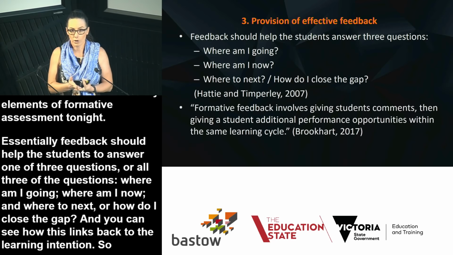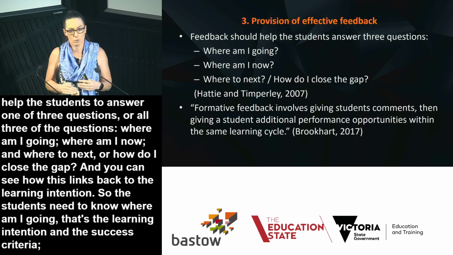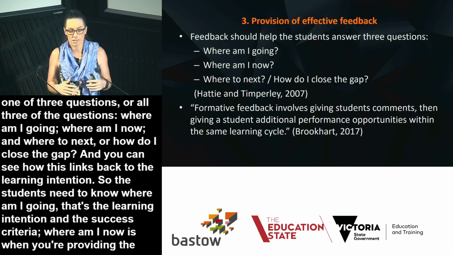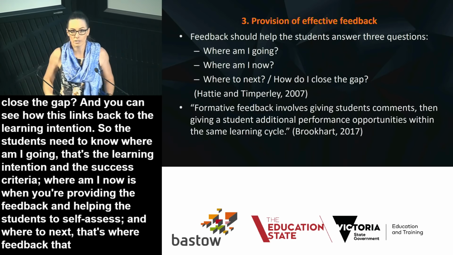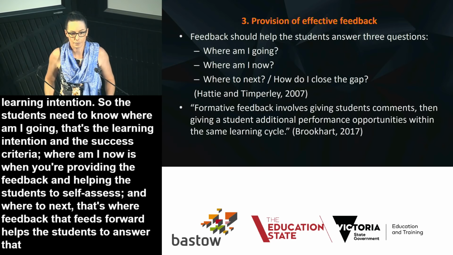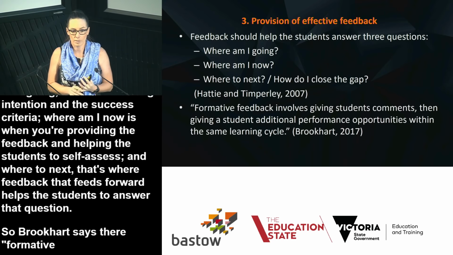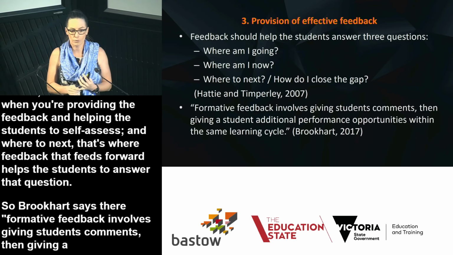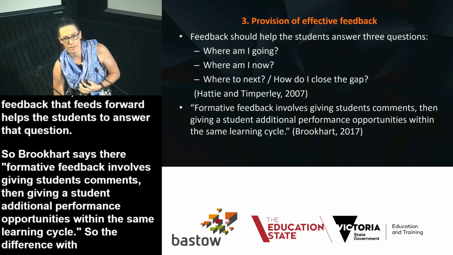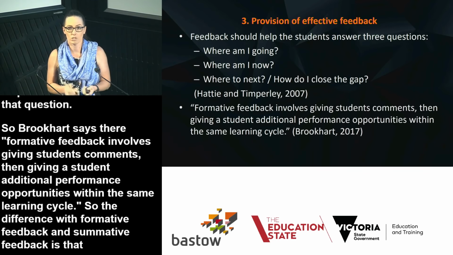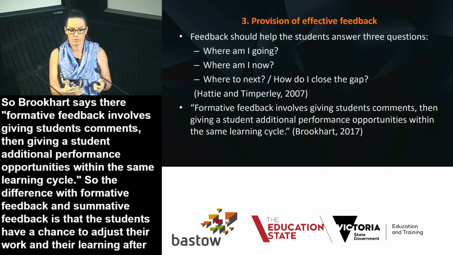So the students need to know, where am I going? That's the learning intention and the success criteria. Where am I now is when you're providing the feedback and helping the students to self-assess. And where to next, that's where feedback that feeds forward helps the students to answer that question. So Brookhart there says formative feedback involves giving students comments, then giving a student additional performance opportunities within the same learning cycle. So the difference with formative feedback and summative feedback is that the students have a chance to adjust their work and their learning after they've been given the feedback.